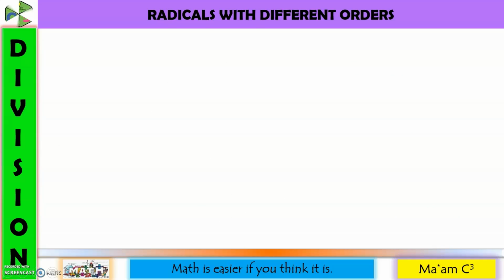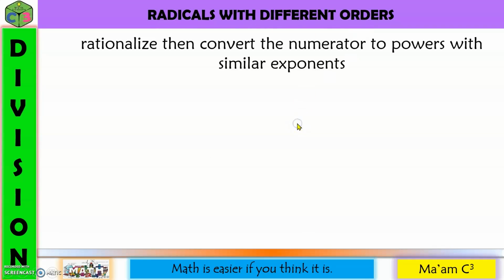This time, we are going to divide radicals with different orders. Here, we are going to rationalize, then convert the numerator to powers with similar exponents. Number 1, let us rationalize this by multiplying numerator and denominator by square root of 2.